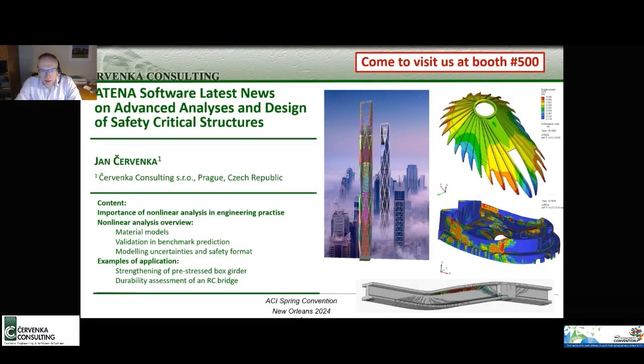Ladies and gentlemen, I welcome you to our presentation and demonstration on ATENA software. We would like to show you the latest news on advanced analysis and design of safety critical structures using software ATENA.